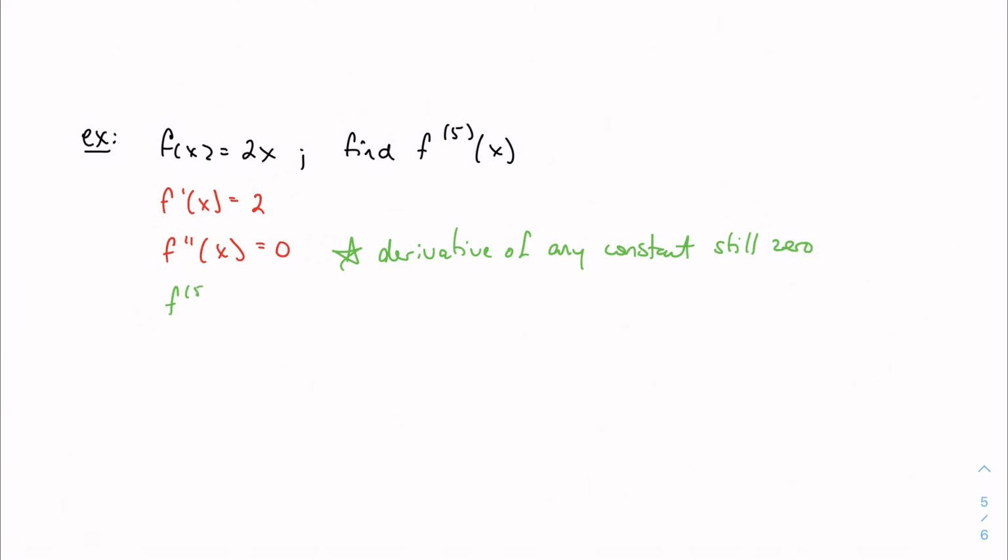So f to the fifth, we could say with some certainty, is going to be 0. In fact, any nth derivative is going to be 0 for, well, for any n greater than 1, right?